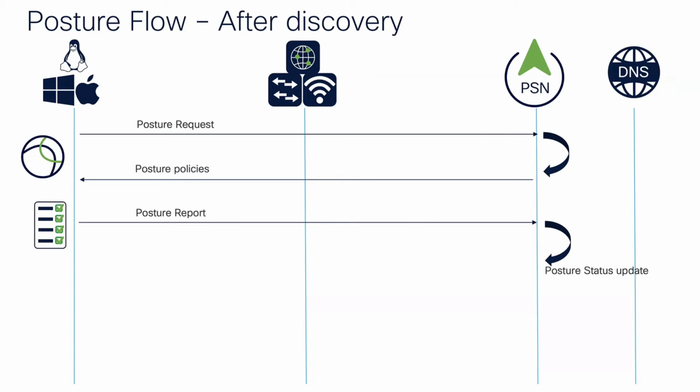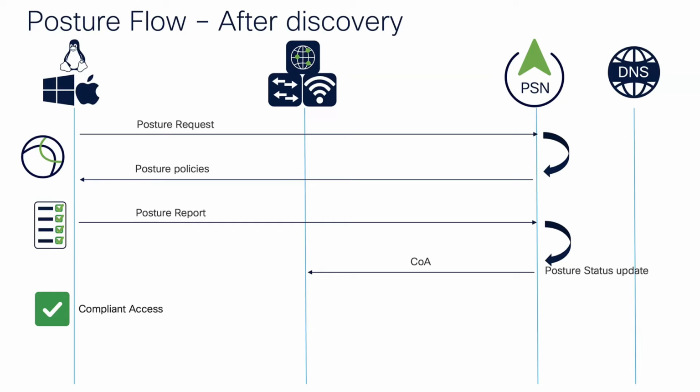This is when the PSN knows whether the posture state of the endpoint became compliant or non-compliant. This is where the posture status of the endpoint gets changed from unknown to compliant, unknown to non-compliant, compliant to non-compliant, non-compliant to compliant, etc. Whenever there is a change in posture state of the endpoint, the posture service sitting on the PSN is going to initiate the COA to give the respective access.